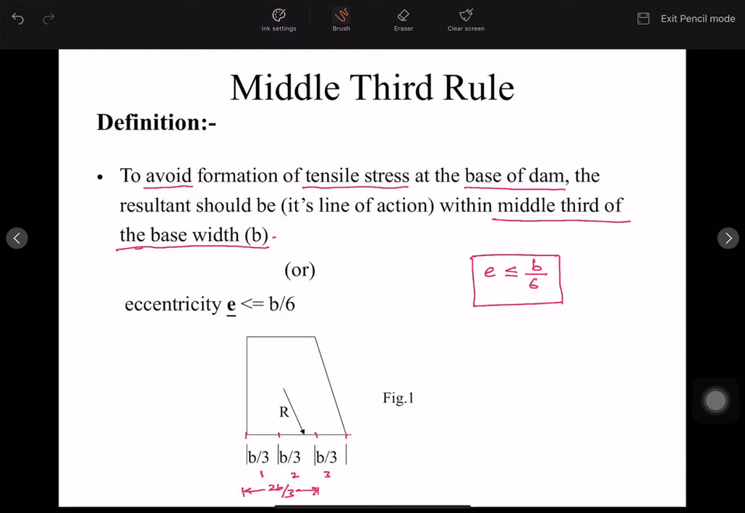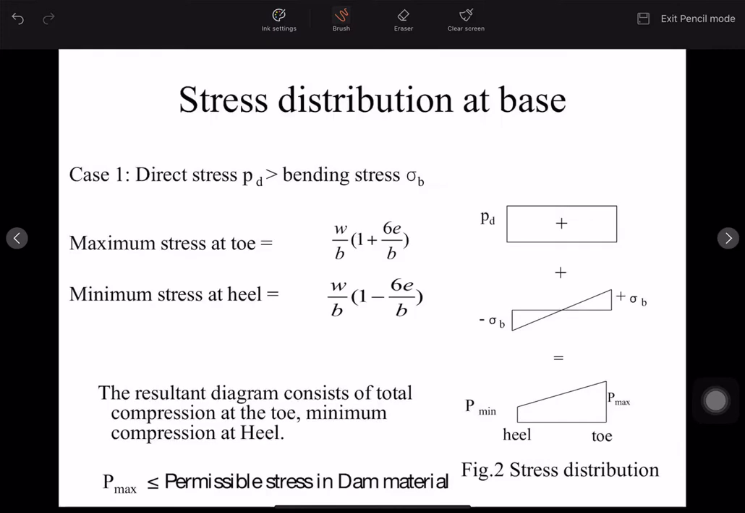Okay, so it should be within this gap only, within this gap. R should pass within this gap. And remember this equation, e should be less than or equal to B by 6. And e should be calculated from the center of the dam. Okay, right.